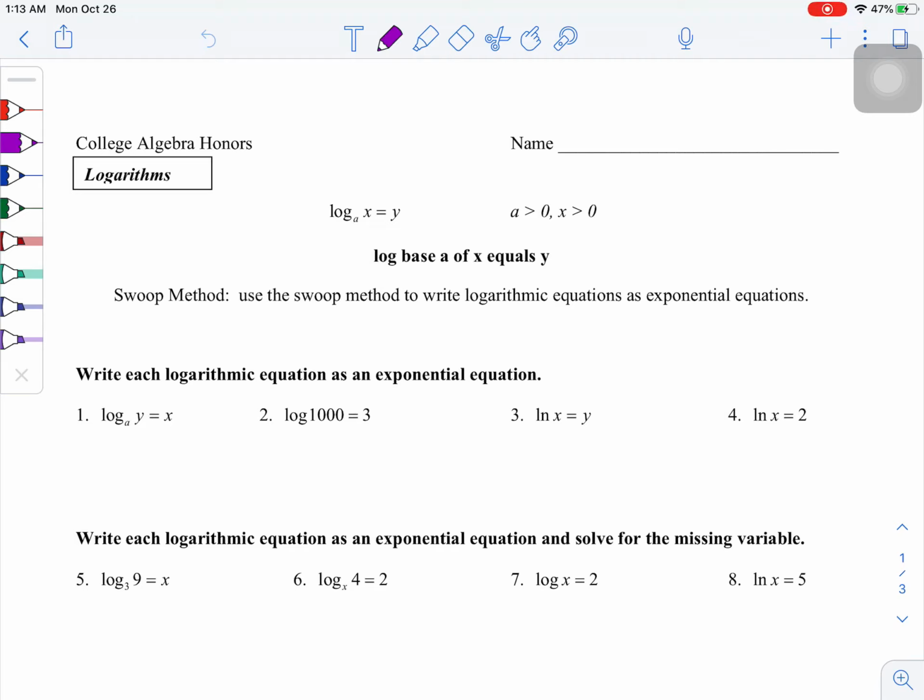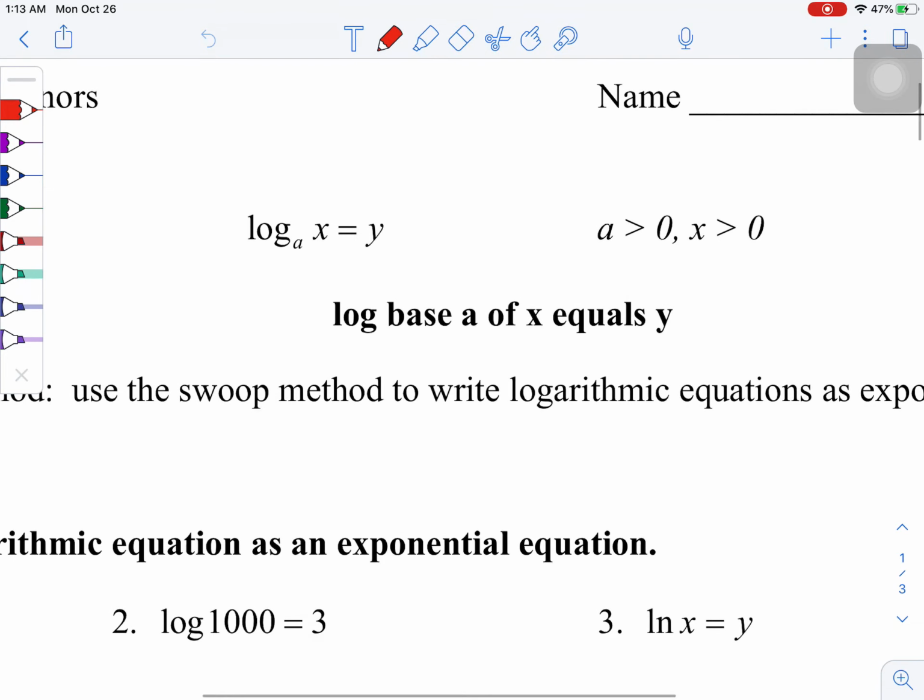In this video, I'm going to show you the basics of logarithms and how logarithmic equations are related to exponential equations. Okay, everything in math has an opposite operation, and exponential and logarithmic are opposite operations to each other. All right, so we're going to start with, what does a logarithm look like?